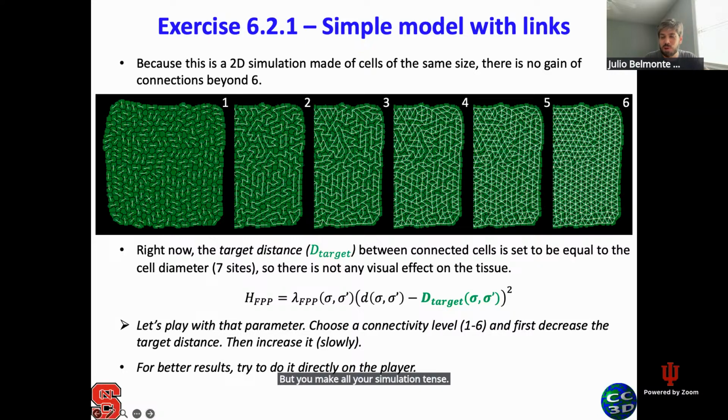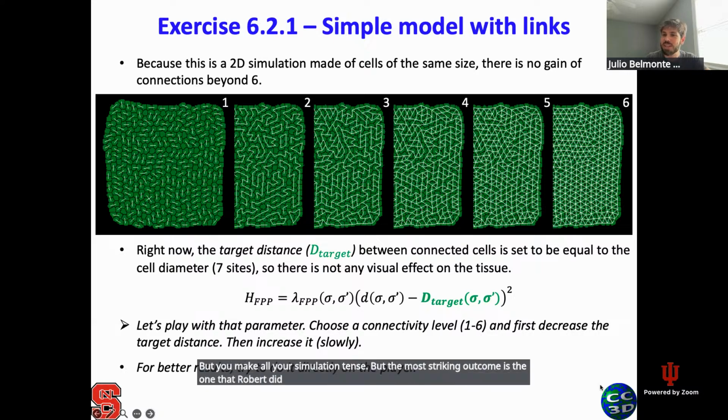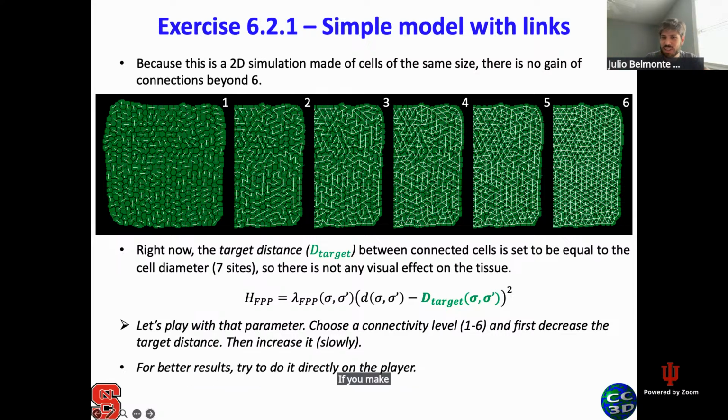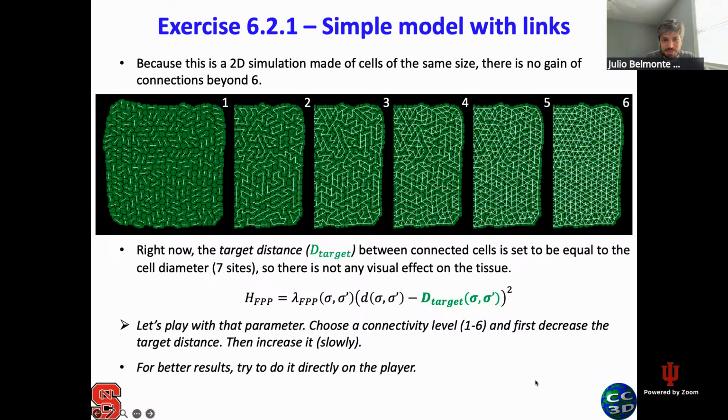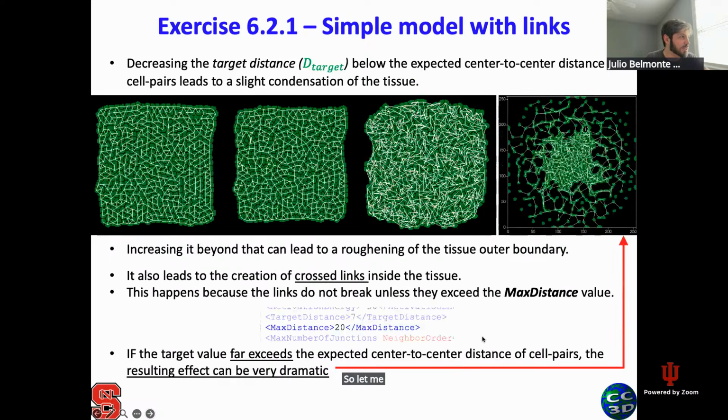But the most striking outcome is the one that Robert did, where he made the target distance much, much bigger than 7. If you make it 10 or higher, what you start to see is that the cells start to spread apart and things pretty much explode. So let me show a picture of how things look.